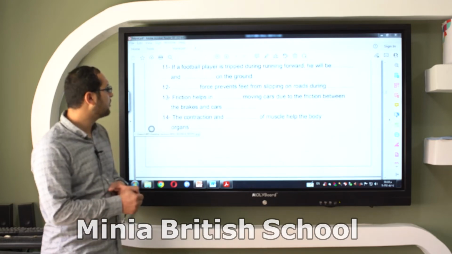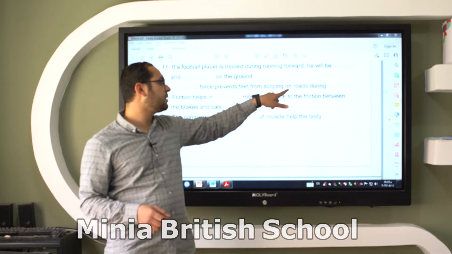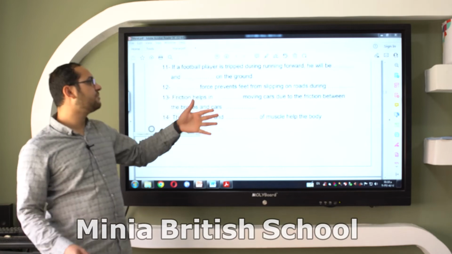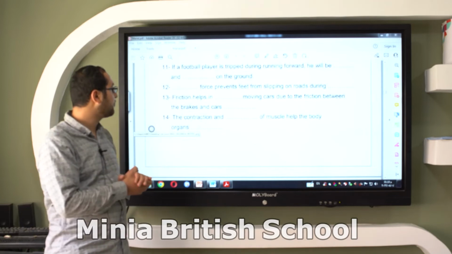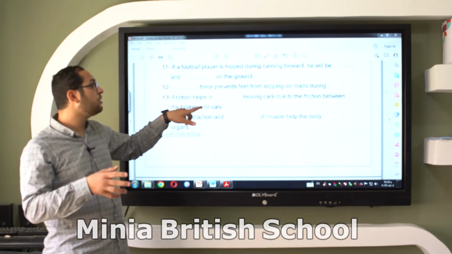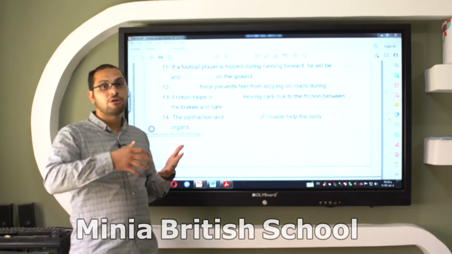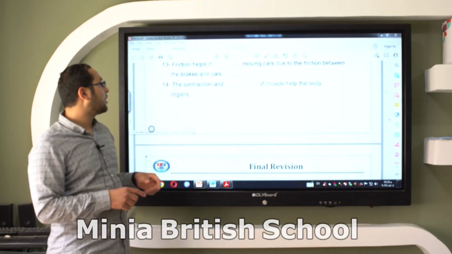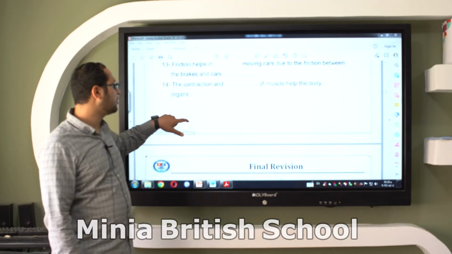Number 12, what prevents feet from slipping on roads during walking? Friction force prevents feet from slipping on the road during walking. Friction helps in what? Controlling moving cars due to the friction between the brakes and the car tires. The contraction and relaxation of muscles help the body organs to move.